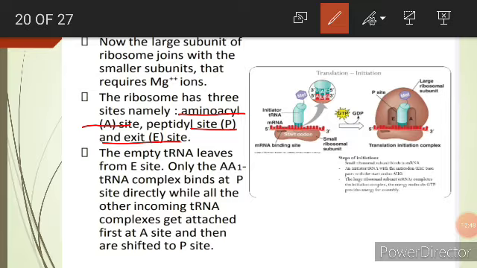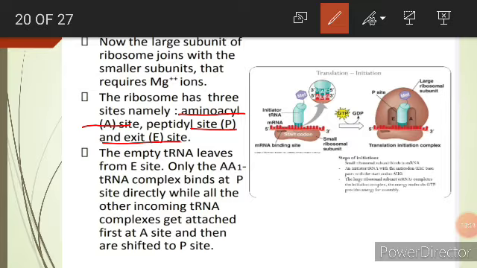Then next is the peptidyl site, as these amino acids are going to join at the P site. When they translocate from A to P, they are going to join with the peptide bond, so that is the peptidyl site. And next one is the exit site, where tRNA is going to exit after leaving its amino acid.